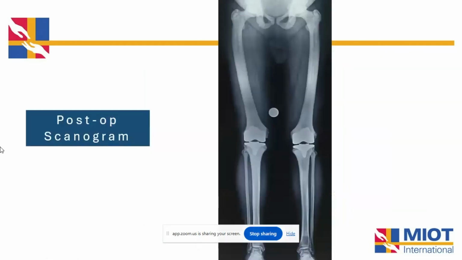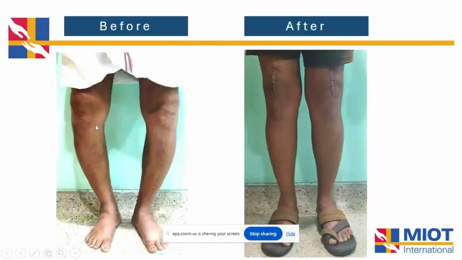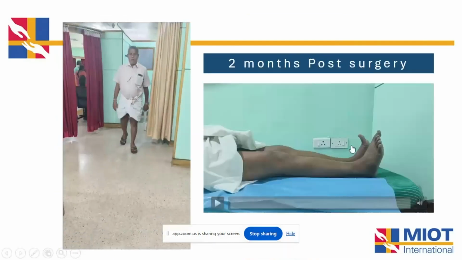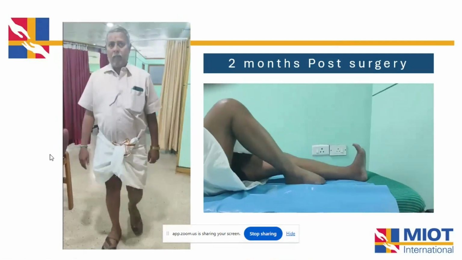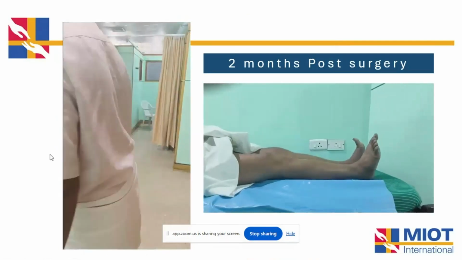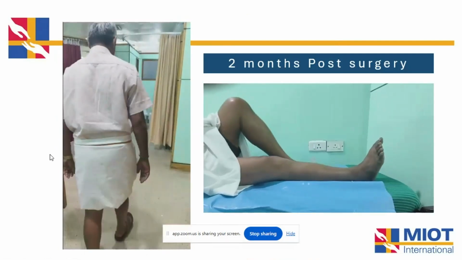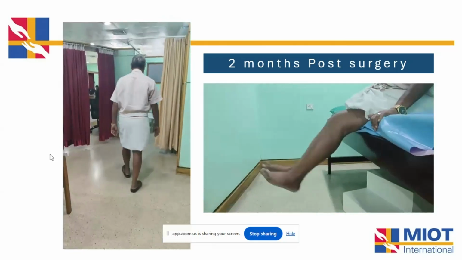So this is the post-op scanogram. We aimed for the mechanical axis, and luckily we achieved what we aimed for. So this is the pre-op and the post-op pictures, and this is the post-op videos. Even before surgery, he had some stiffness. We managed to get up to 100 degrees or so in both the knees.